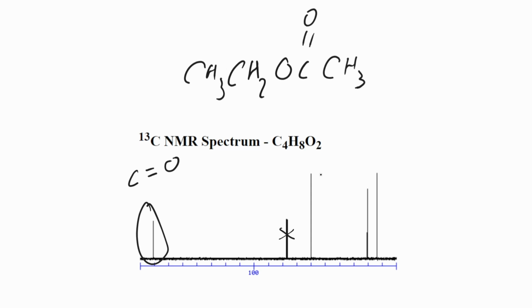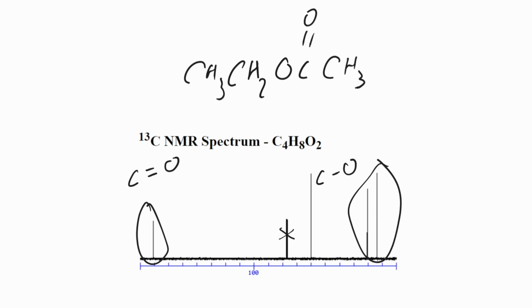The next peak would make sense for a carbon with a single bond to an oxygen, and these two peaks here both align with what we'd expect for alkyl carbons. That is, carbons that are just attached to hydrogens and other carbon atoms. This spectrum agrees with our prediction.